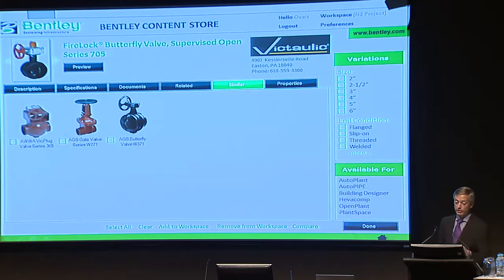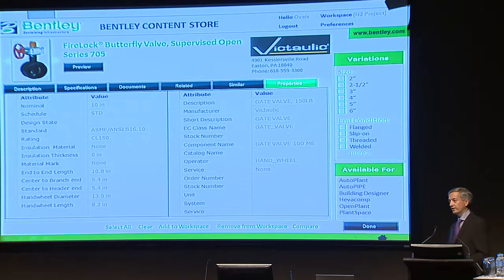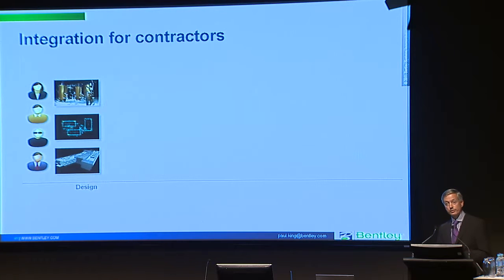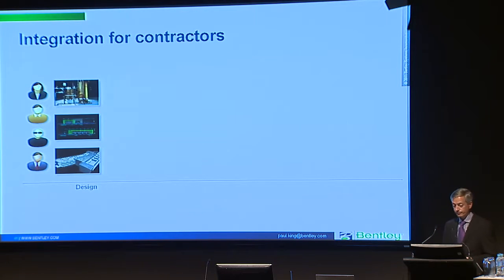Related objects, similar objects. People are used to going on to things like Amazon. It's a similar sort of principle. Users who bought this pump also bought a gate valve, and it's that kind of approach. People are just used to using this. The specification content, the data, all just sits there. So the users don't have to think about that stuff behind the scenes.